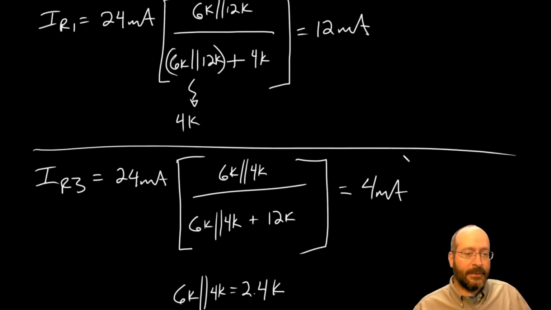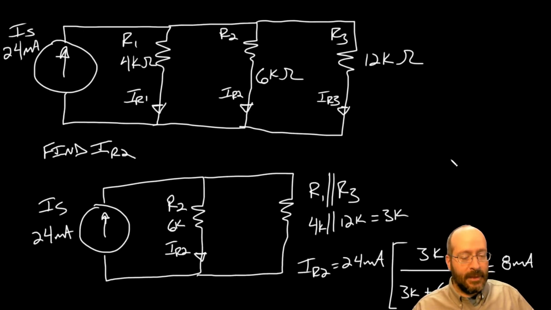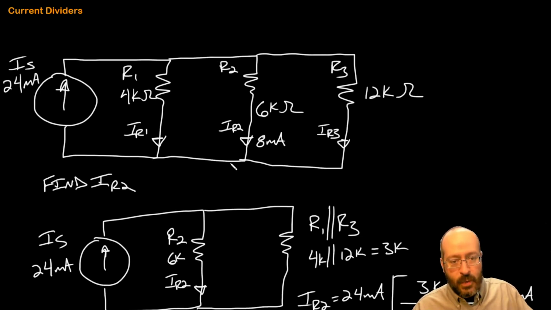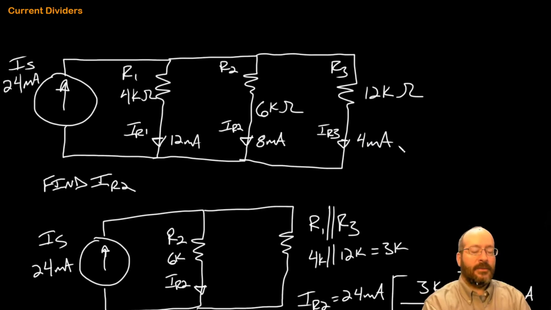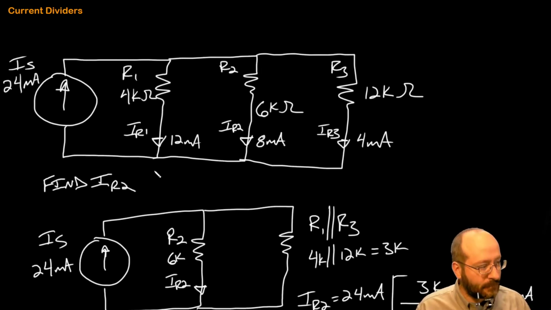Okay, so 4 milliamps, 12 milliamps, and 8 milliamps. So here's 8. What did I have? I had 12. And we have 4 over here. Now, doing the gut check, the biggest resistance should have the least current, and the smallest resistance should have the most current. Okay, and here's 12K, that's the biggest, and there's 4 mils, that's the smallest. Okay, it's the opposite of the voltage divider. Here's the lowest resistance, and it has the biggest current. So we're in good shape there.